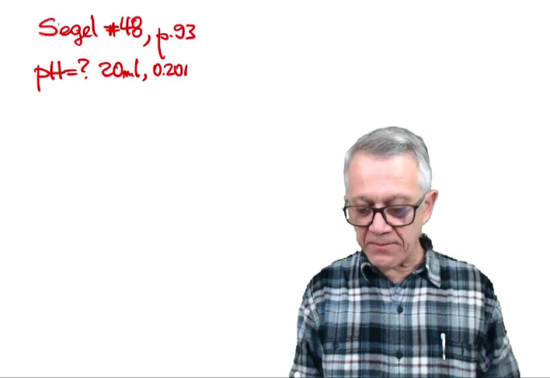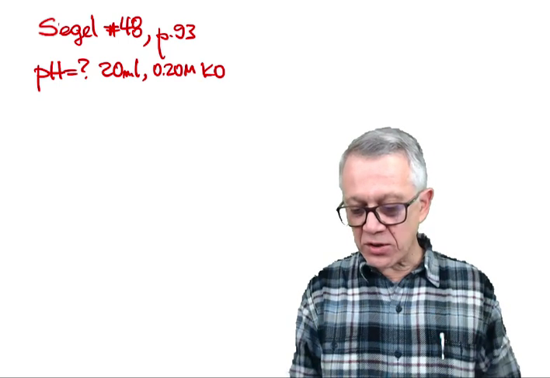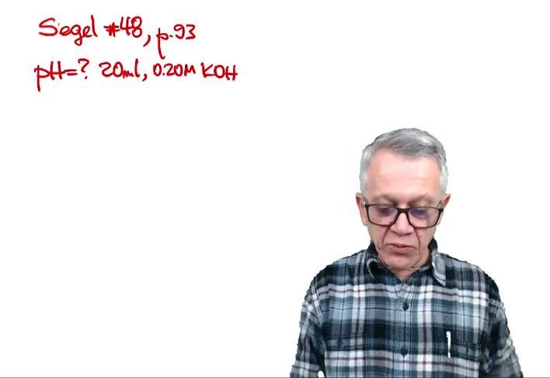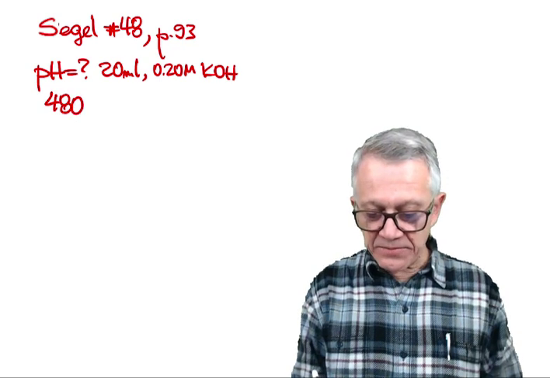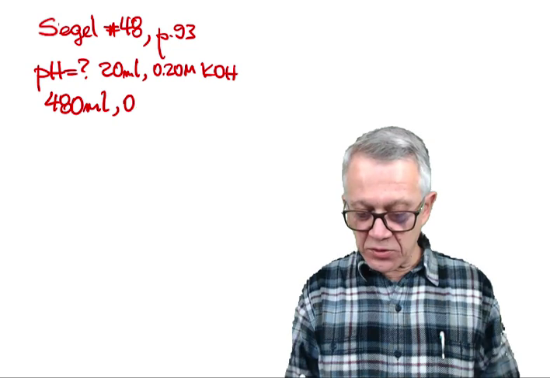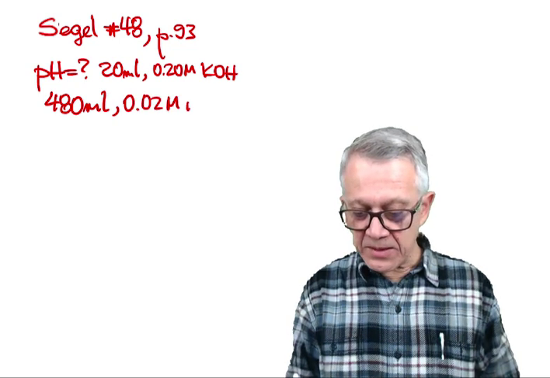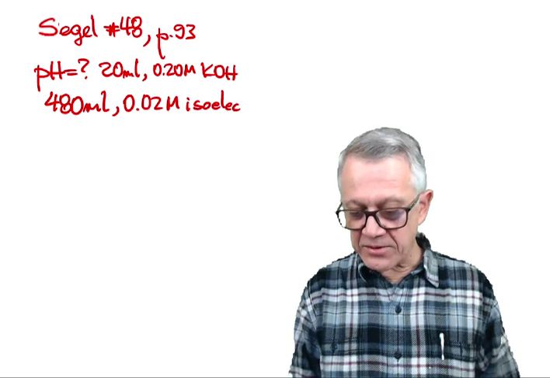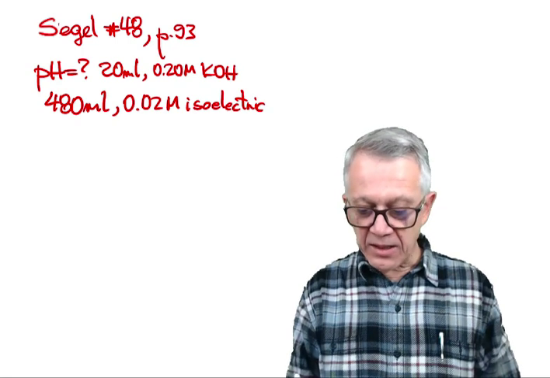0.20 molar potassium hydroxide to 480 milliliters of 0.02 molar isoelectric glycine.